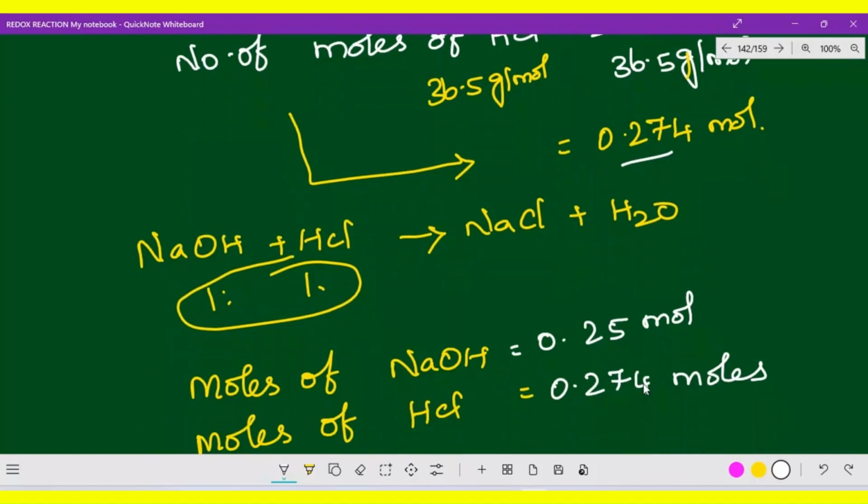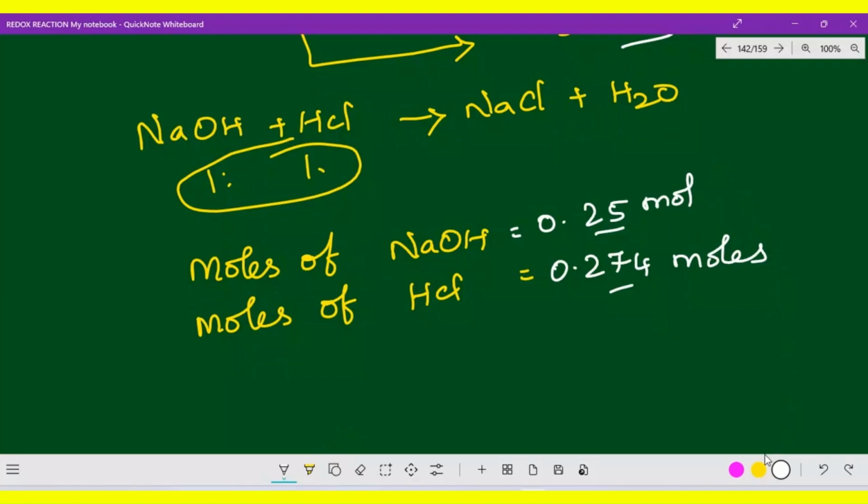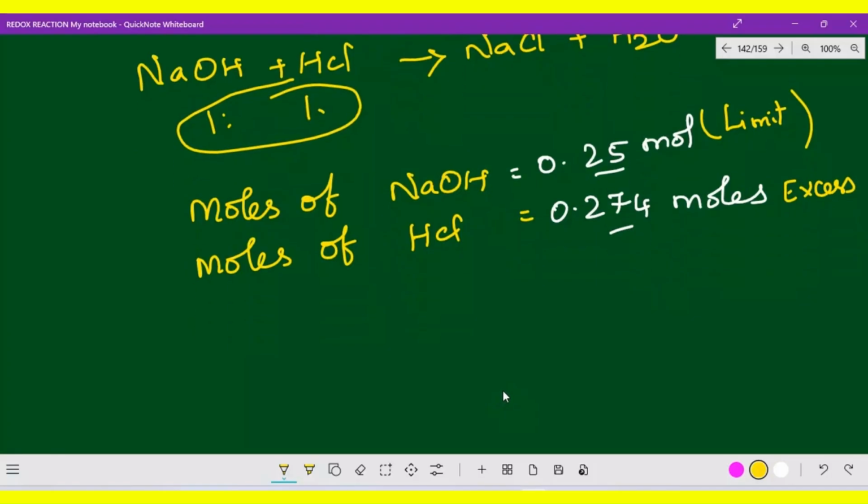Now, which is in excess? The difference is 0.02, it is very small. Which is excess, which is limiting? Of course, the ratio is 1:1 only, but this one is limiting and this is excess. Even in your JEE marks, where you are going for that percentile, even 0.001 they will check. When we solve this problem, that problem will not appear at all, because your marks will be higher and higher. Now, which is the excess reagent, which is the limiting reagent?